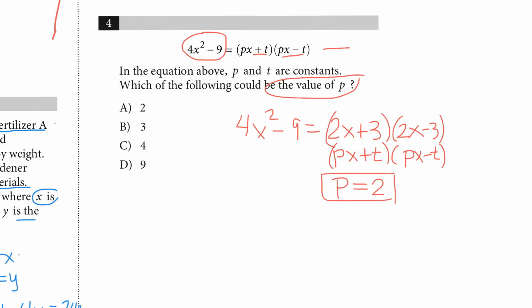The longer way of doing this problem would be to multiply these out, px plus t times px minus t, and then wind up finding what p is, and that's a little bit long. So this is a short way of doing it.